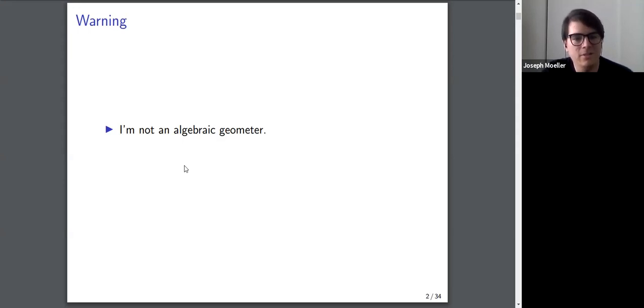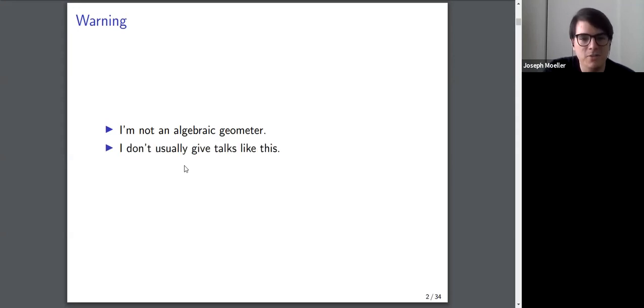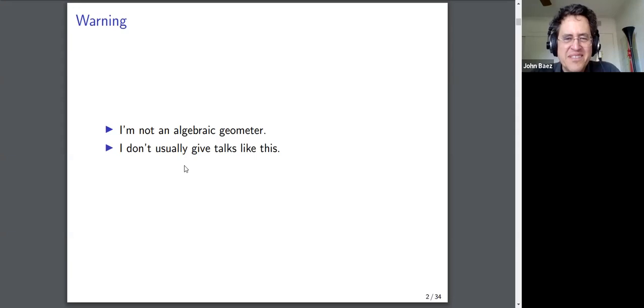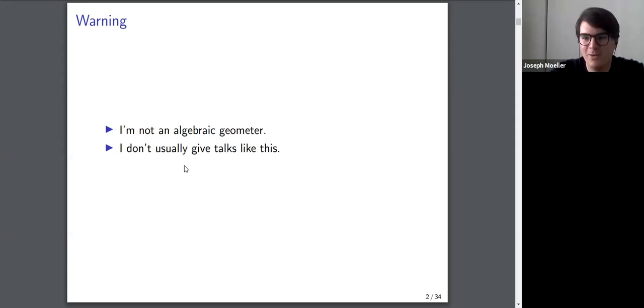Besides that, what if you want less category theory? Then you're not supposed to say anything. I don't want less category theory, so that's not a problem.